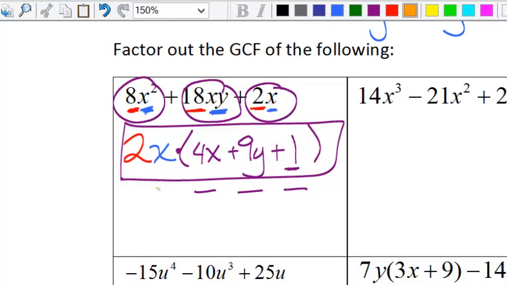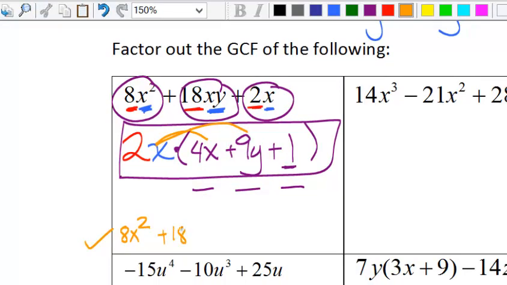That way, if you're trying to check your work and you distribute through, 2x times 4x is 8x squared. This is my check, okay? 2x times 9y is 18xy. And then 2x times 1 is 2x. If you didn't put that 1 there, then you would not have got that third term, which is necessary. Now, is this equal to the original problem? Yes. So I know my boxed answer is truly the factorization of 8x squared plus 18xy plus 2x.